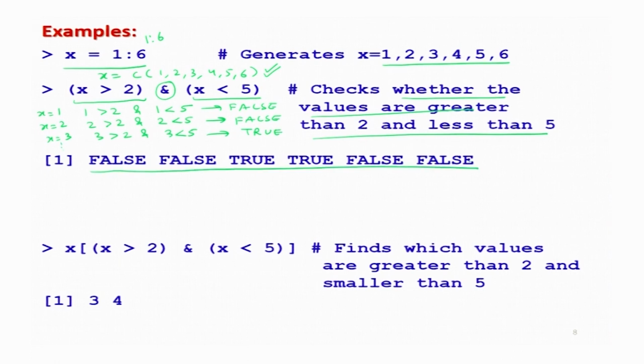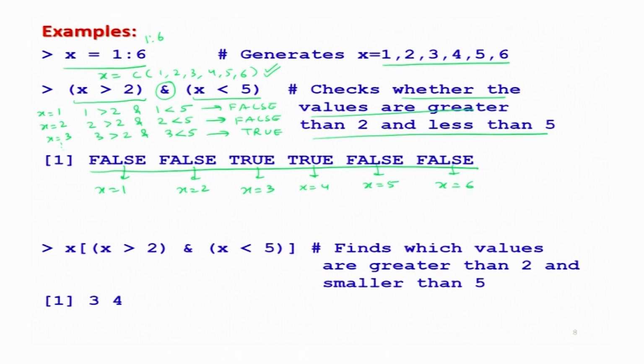So, this is corresponding to x equal to 1, the second value is corresponding to x equal to 2, third value is corresponding to x equal to 3, and fourth value is corresponding to x equal to 4, fifth value is corresponding to x equal to 5, and the sixth value is corresponding to x equal to 6.